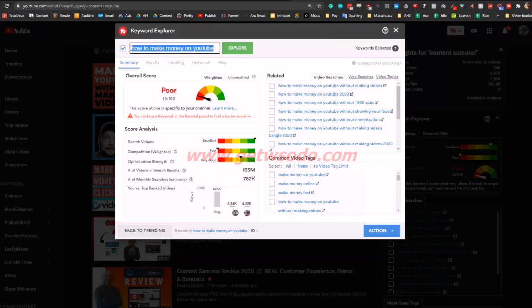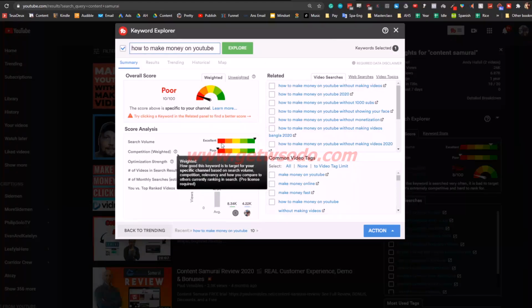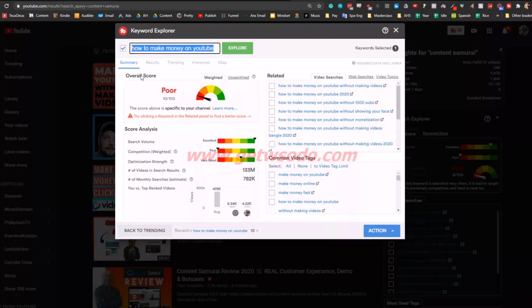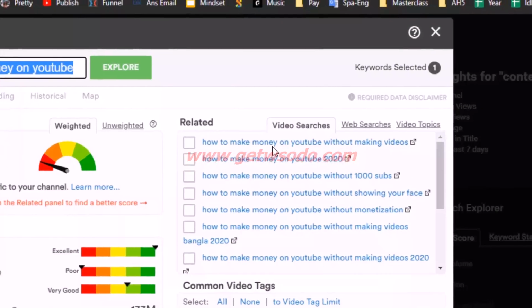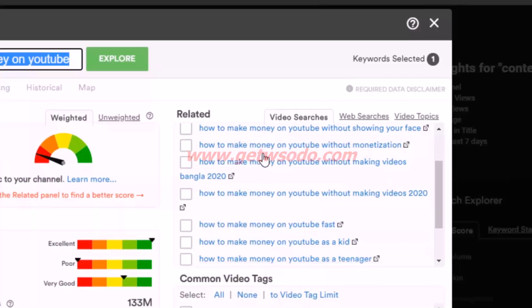Now if I search for how to make money on YouTube, it's obviously very hard to rank for, and you can see that the search volume is excellent. The competition, however, is huge, and the optimization strength is a little bit high, but you see the overall score here is like 10 out of 100. We can also think that ranking for these big broad keywords is really, really hard. So if we don't have 100,000, 200,000, 400,000 subscribers, we're not going to try and rank for that, because we know that we cannot do it.